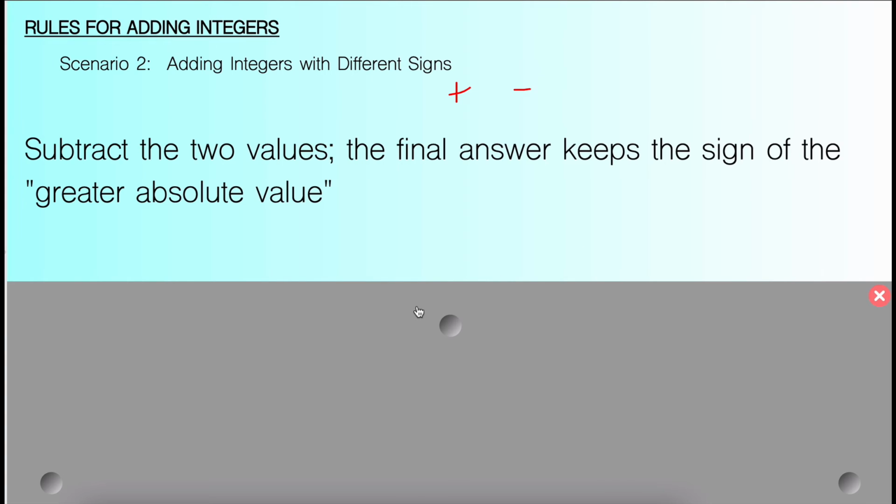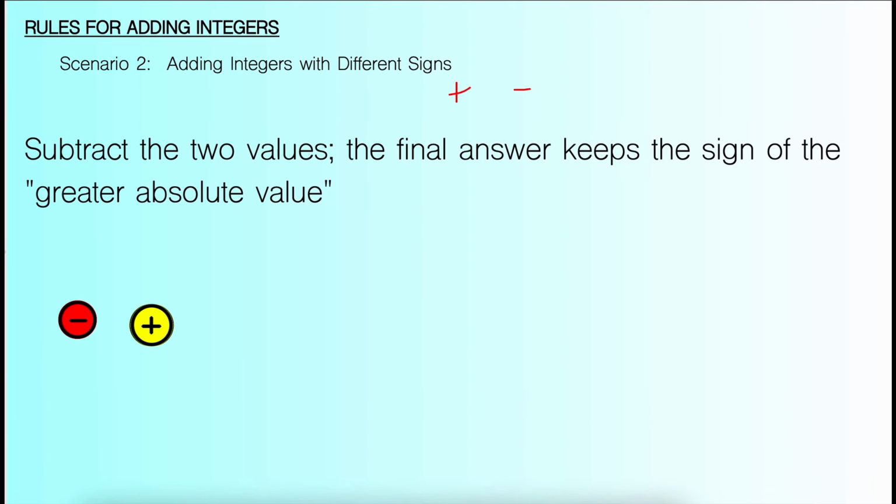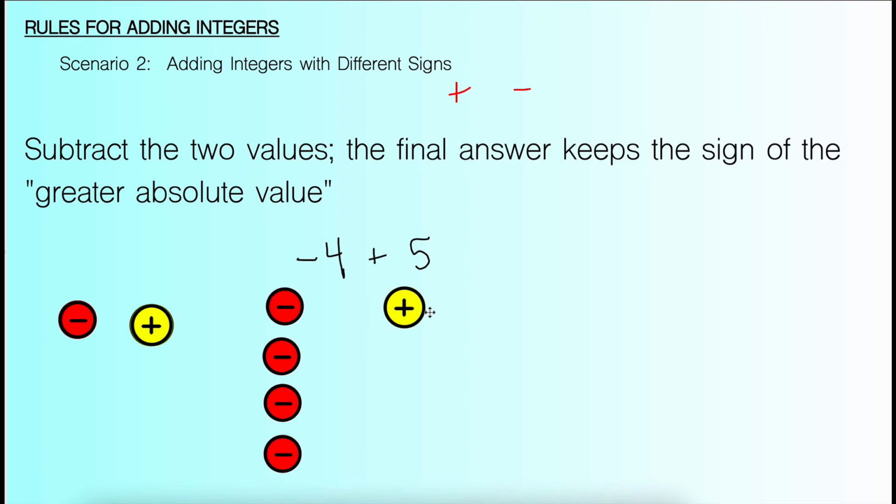That's kind of how I think of when you add two integers with different signs. And let me explain this with an example. I'm going to say negative 4 plus 5. I'm going to use these integer chips as well to help model this. These are going to be my army men. So the negative army men are these 4 red integer chips. And the positive are these 5 yellows.